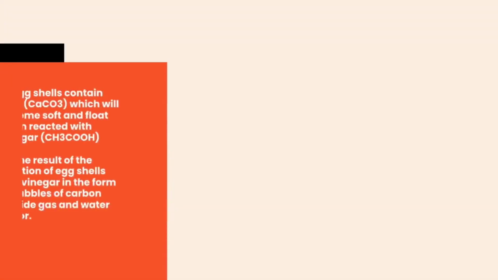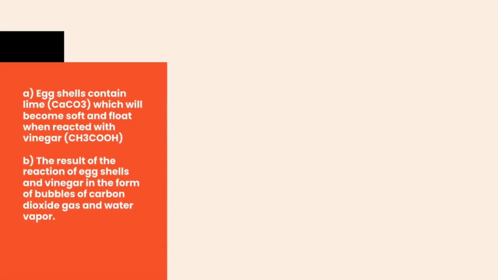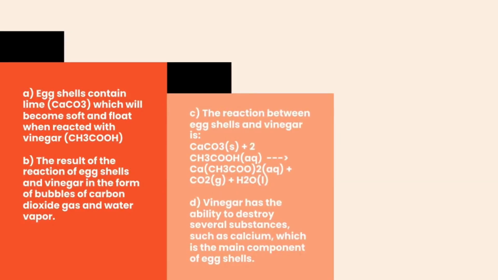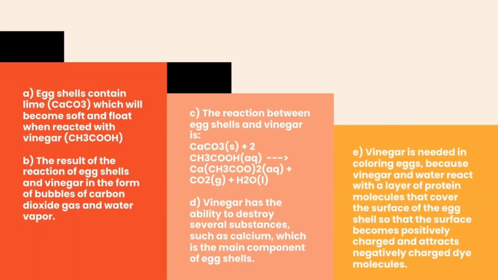Eggshells contain light calcium carbonate which will become soft and float when reacted with acetic acid. 2. The result of the reaction of eggshells and acetic acid is bubbles of carbon dioxide gas and water vapor. 3. The reaction between eggshells and acetic acid is calcium carbonate and 2 acetic acid produces calcium acetate, carbon dioxide gas, and also water. 4. Acetic acid has the ability to destroy several substances such as calcium, which is the main component of eggshells.